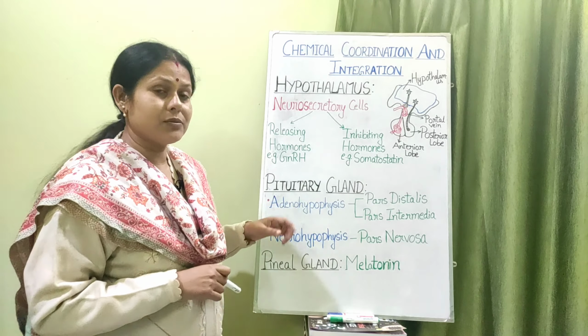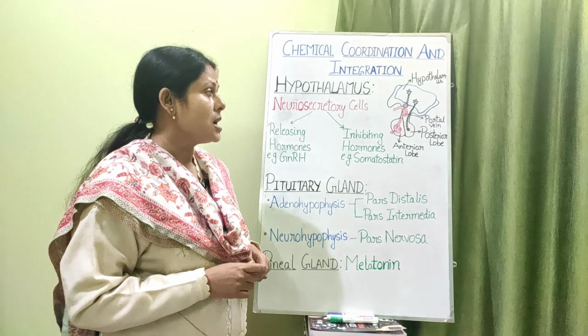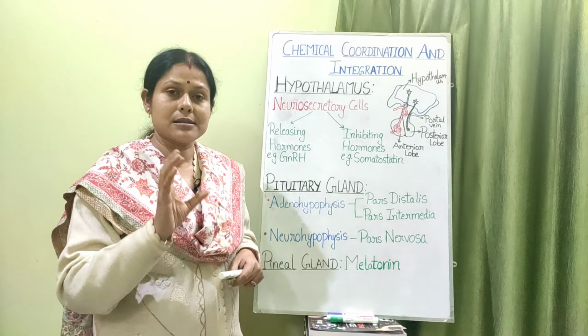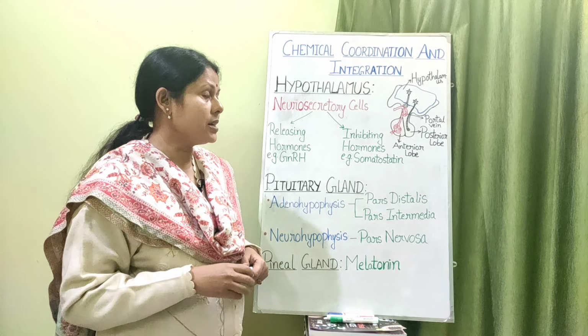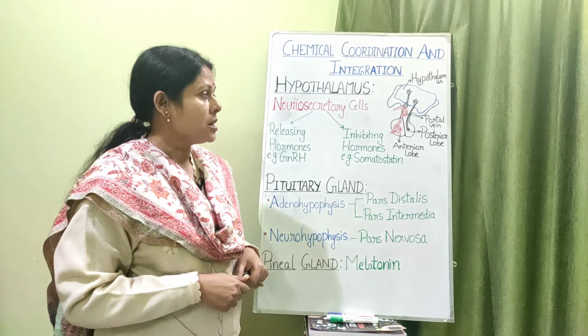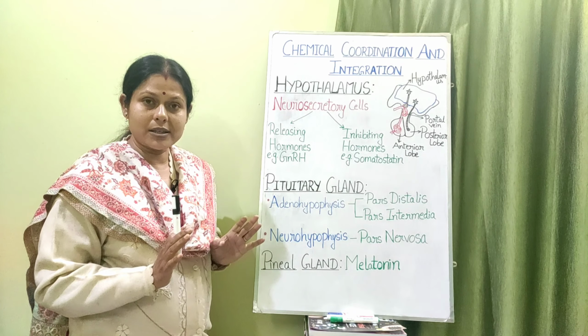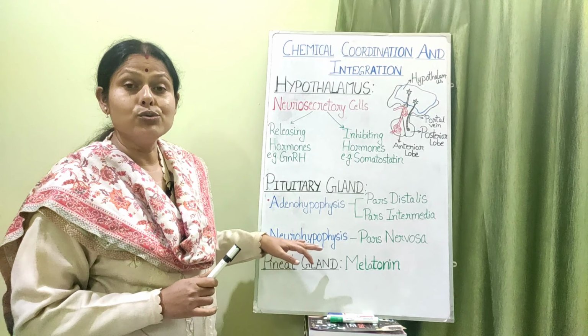Now the next gland, which is the master gland, the pituitary gland, which we have to learn actually. This pituitary gland is externally protected by a bony covering, it is the size of a pea, and it is hanging from the hypothalamus. Now it is broadly classified into two groups. One is called adenohypophysis and another is called neurohypophysis.